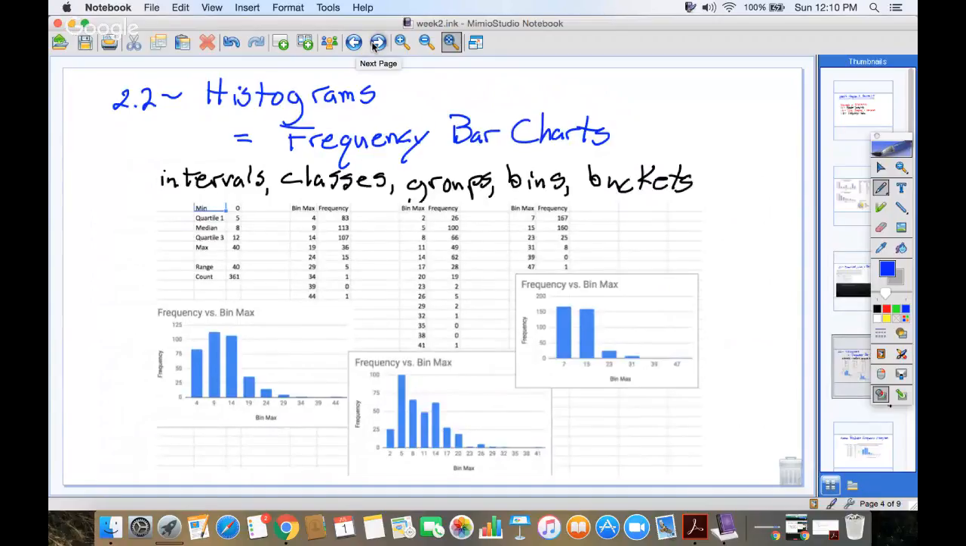More detail on histograms in 2.2. And again, what is a histogram? A histogram is a bar chart based on frequencies. When we try to find frequencies, we generally group our data together. Those groups are called intervals or classes, groups, bins, or buckets. And those different words that mean the groups of data you're looking at are important because each piece of software uses a slightly different term. And so it's good to know that when a particular program says, what is your bucket size or how many buckets you want, you know what that means.